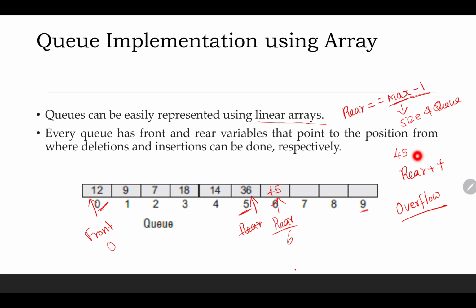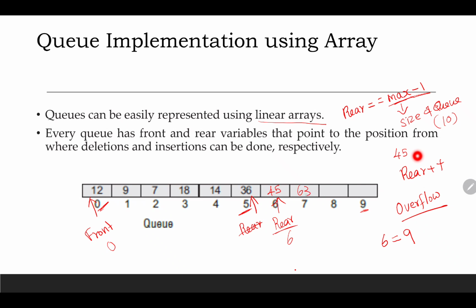Here we are checking the condition. What is the rear value? The rear value is 6. So 6 is equal to max minus 1? The queue size is 10 here, so 10 minus 1 is 9. So this condition is false. What is the meaning? The queue is not full, and we are able to do the insertion.